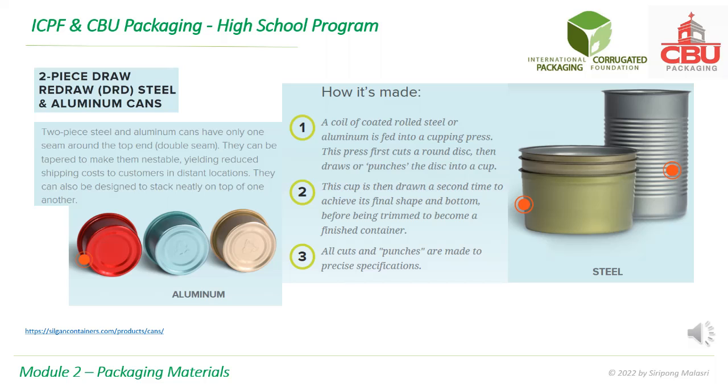A metal can, either from steel or aluminum, can also be made from two pieces. A round metal disc is drawn or punched into a cup. Once it is filled, the lid is put in place.